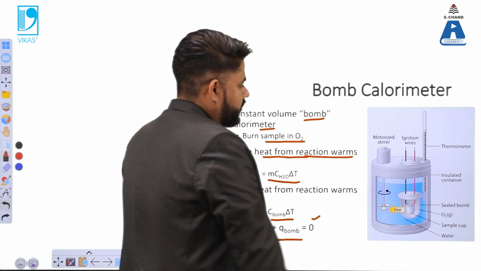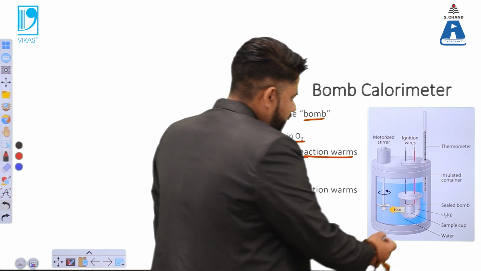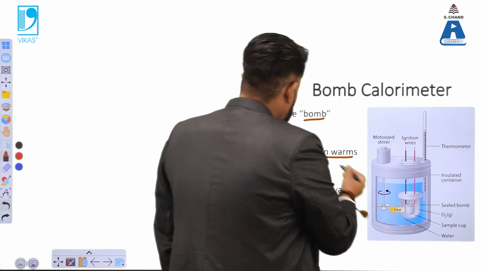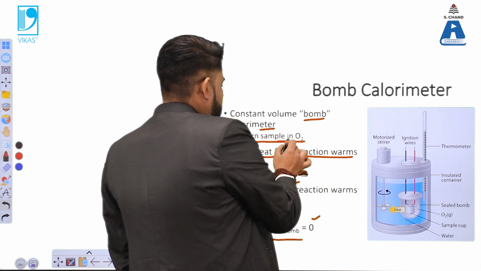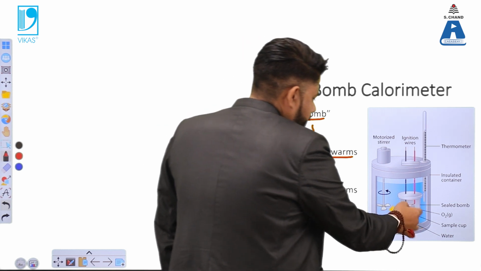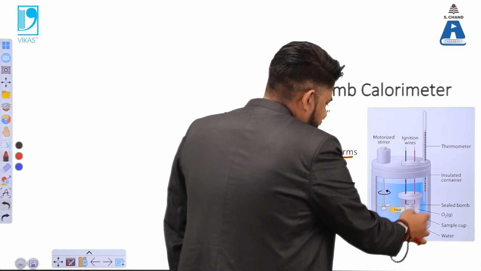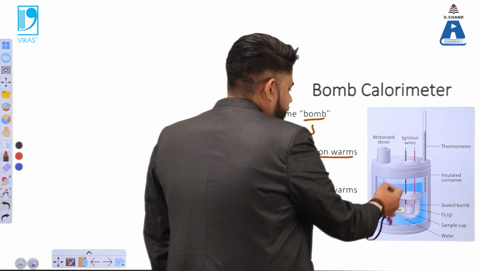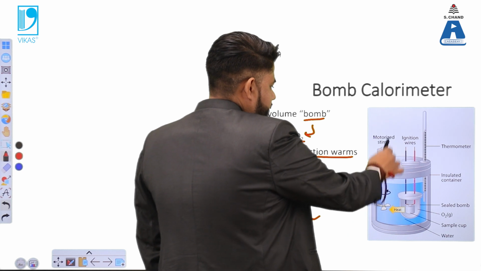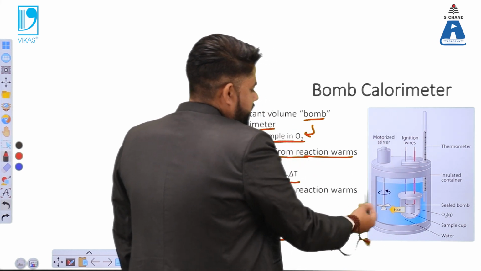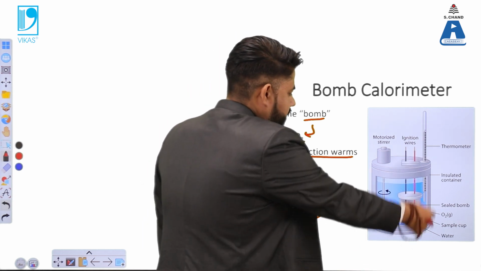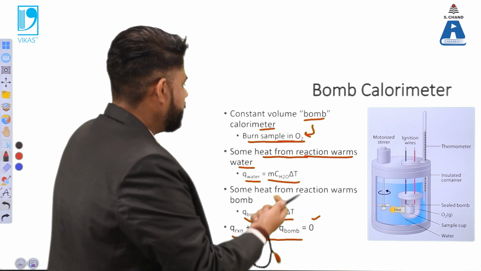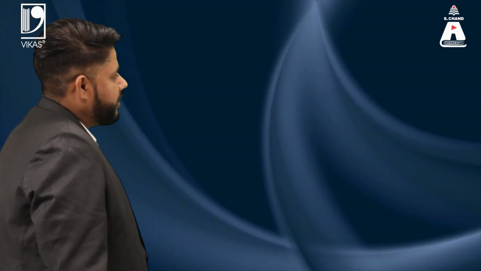Herein the geometry basically states that you have an ignition wire, wherein you have a sealed bomb and the oxygen is there. So as I have told you, we burn the sample in the oxygen, the sample is burned in that particular oxygen, and apart from there you have water. So heat which is released from the surface heats this particular water. Additionally, there is a motorized stirrer that continuously stirs this water and the temperatures are basically noted, and this particular thing is there in the sealed container. So this is one of the calorimeters which is used to measure the heat.